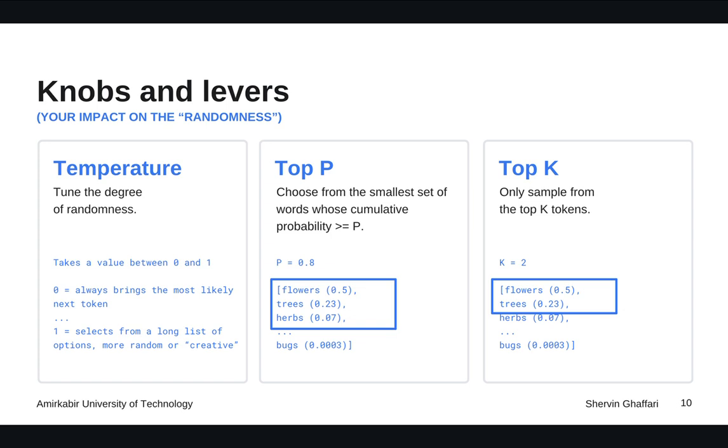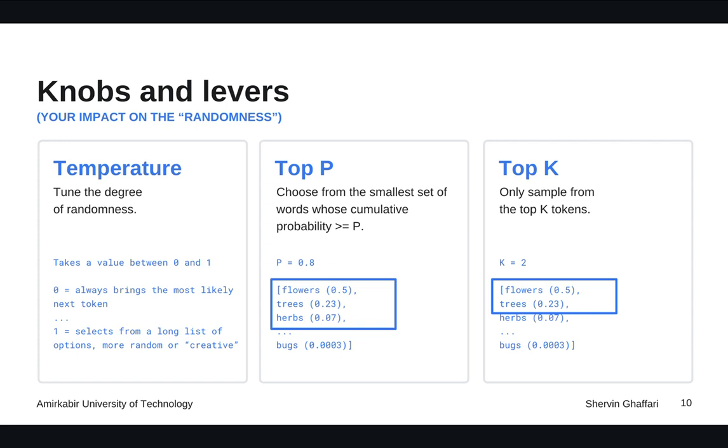Here, you can see we have temperature, top P, and top K. Temperature actually tells the model how to be creative. Temperature is between the interval of 0 and 1. The higher the temperature, the more creative the model.